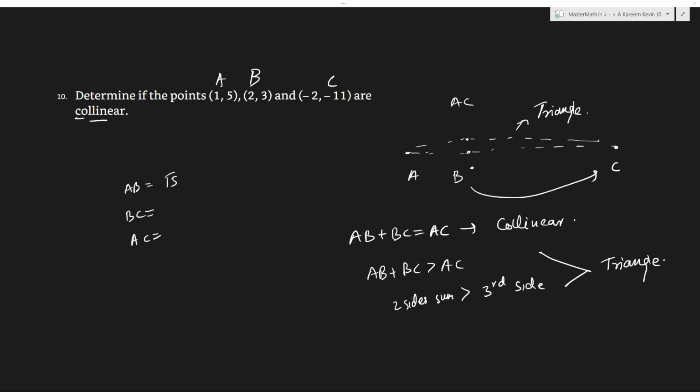And I got BC as 2 root 53, sir. There is 2 into 53, so 2 root 53, sir. AC. I'm not sure if it's correct or not, sir. Root 265, sir. Just a minute. Root 265, sir. Let me check it over again, sir. Yes, that is correct. I got root 265. Okay, sir. Same answer.